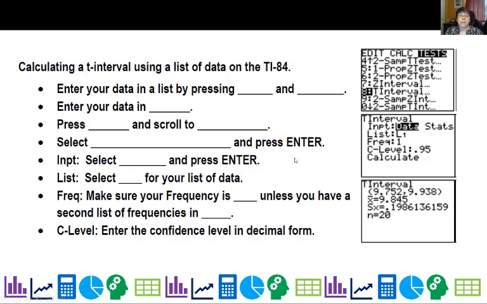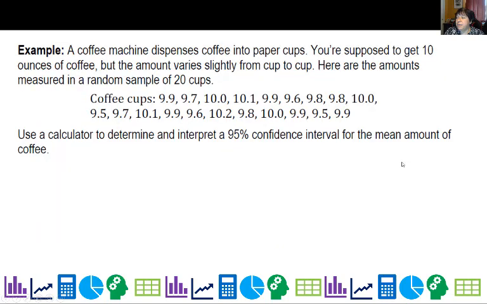Now, if you have a list of data, which is really common, you're going to enter your data in a list by pressing Stat and Edit, just like we did before. Put your data in list 1. Press Stat and scroll to Test, like we just did. Select T interval, same steps. This time you're going to select Data, and then you're going to put list 1 in. Make sure your frequency is 1, unless you have a second list of frequencies in list 2, in which case you should put it there, although we don't do too much with frequencies. And put your confidence level in decimal form and hit calculate.